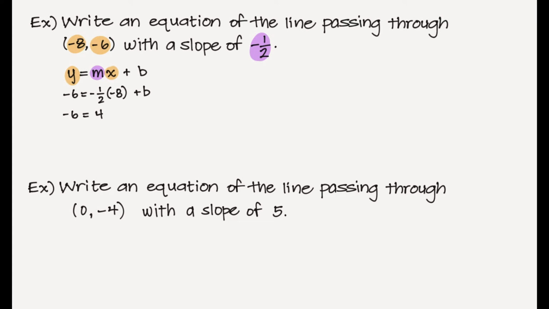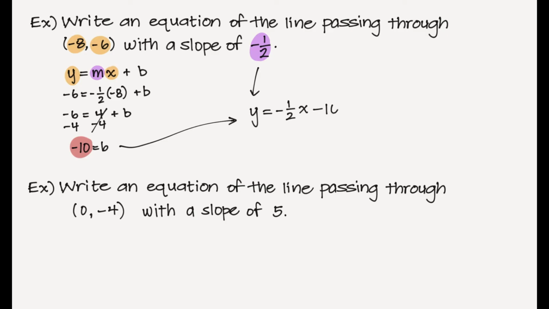-1/2 times -8 is +4. And then I can subtract 4 on both sides, and I find that my b is equal to -10. So I'm almost done. Now that I have the m and the b, I can rewrite my new formula. y is equal to -1/2 x minus 10. And that's it. Pretty straightforward.